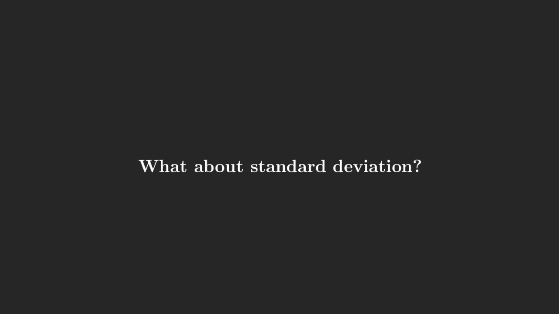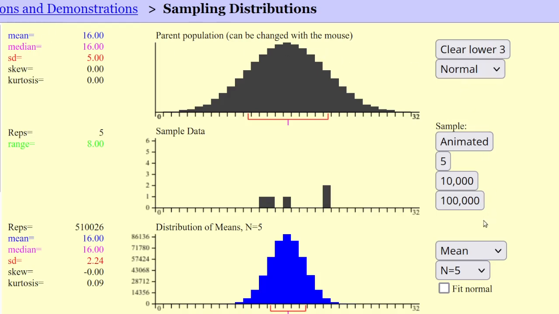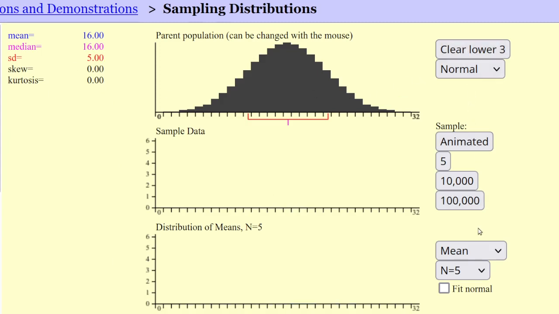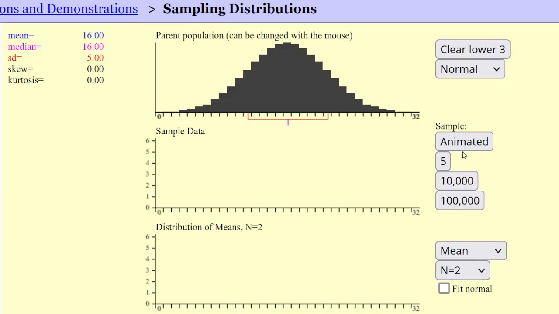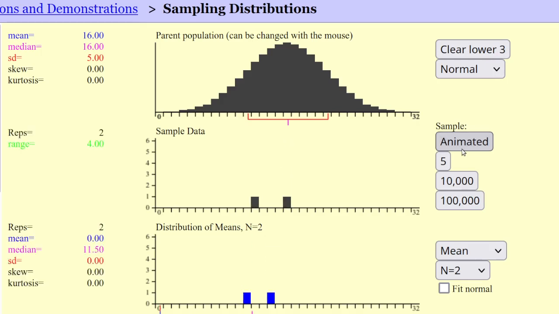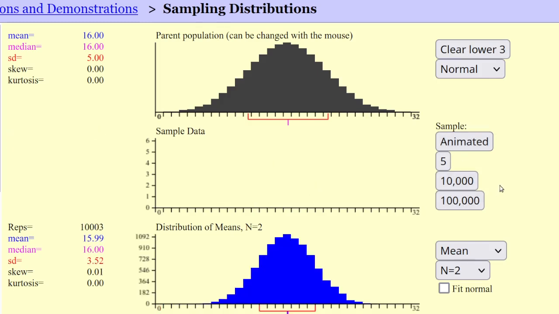So let's go back, and maybe what I'll do is I'll reset this. And here we have standard deviation is 2.24 compared to 5, right? Maybe what I'll do is I'll just clear these, and I'm going to change my sample size. Maybe I'll make my sample size only 2. So now you can see we're only going to draw 2 observations.